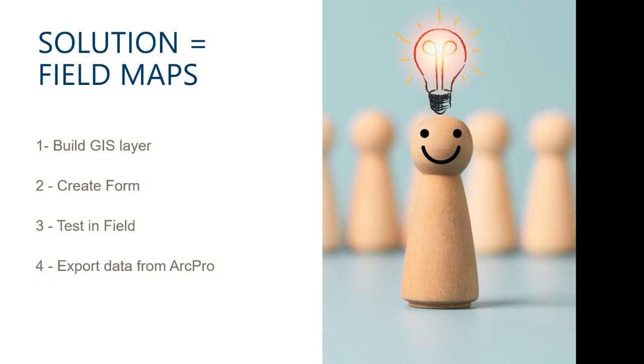So what is our solution? We're going to use Field Maps. Why Field Maps? Because we already have an ESRI license, so that works fine, good for us. So what are the steps to this project? We need to determine what information we want to acquire when we're out in the field and build our GIS layer. Then we're going to create a form that's easy to use in the field and quick to use. Quick entry and try to avoid mistakes. We're going to test it in the field, which has already been done, and then we need to be able to export that data from ArcGIS Pro.